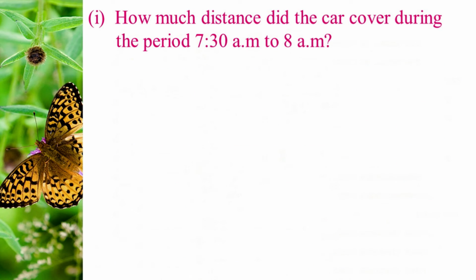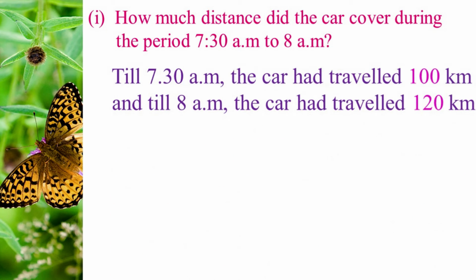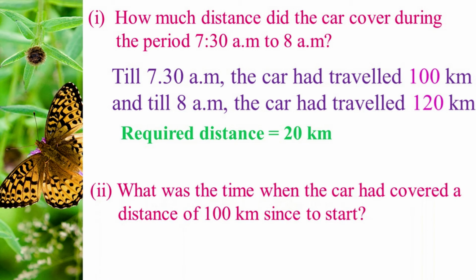Now we write the answers for the following questions. How much distance did the car cover during the period 7:30 am to 8 am? Till 7:30 am the car had travelled 100 km. Until 8 am the car had travelled 120 km. Our required distance is equal to 20 km. Next question: what was the time when the car had covered a distance of 100 km since the start? It is 7:30 am.